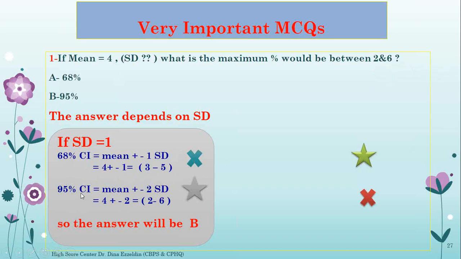The 95% confidence interval equals mean plus or minus 2 standard deviations. We said this law when we talked about normally distributed curves, the bell-shaped curve. Mean plus or minus 2 standard deviations. So 4 plus or minus 2 equals from 2 to 6. So the correct answer will be B, if the standard deviation was 1.